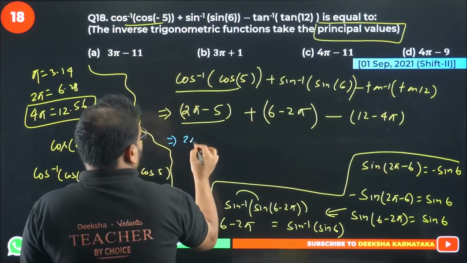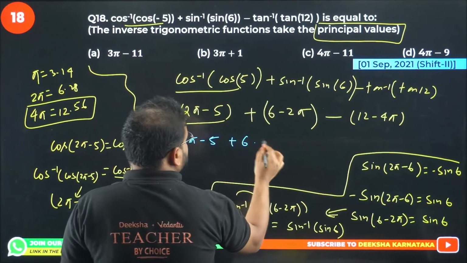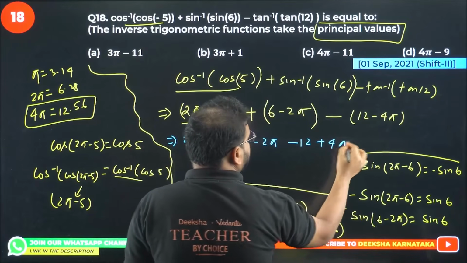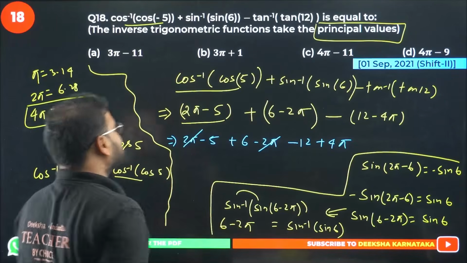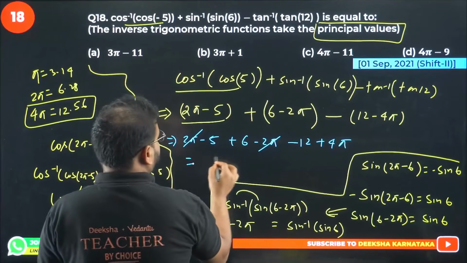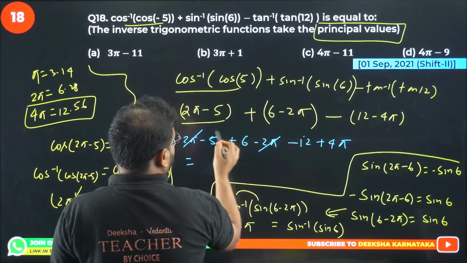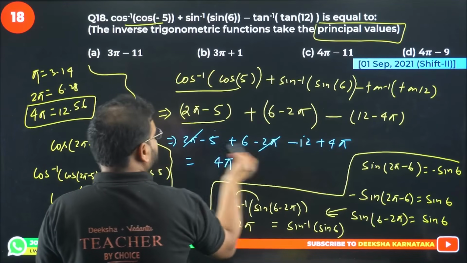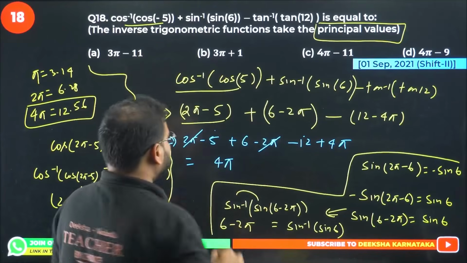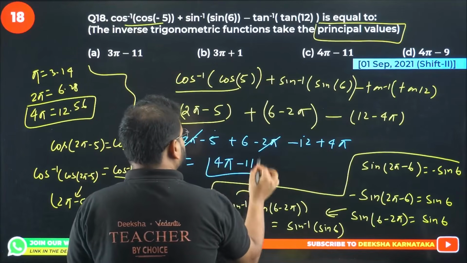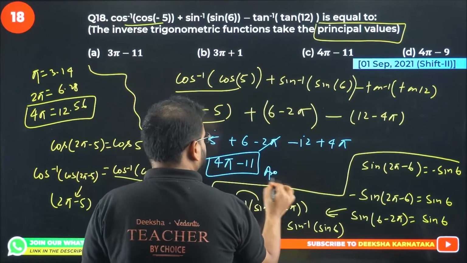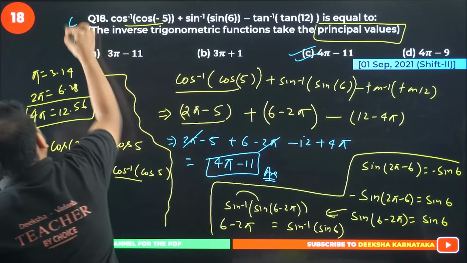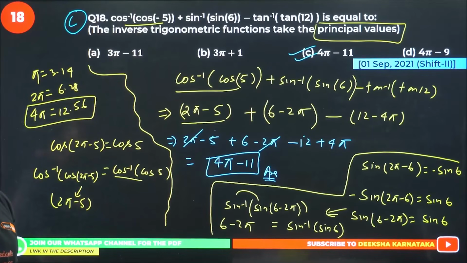So we have 2 pi minus 5 plus 6 minus 2 pi minus 12 plus 4 pi. The 2 pi and minus 2 pi cancel. We have here minus 12 minus 5. So first of all, 4 pi I have positive, and minus 12 minus 5 is minus 17, plus 6 becomes minus 11. Answer is this. Option C is correct. Please check.